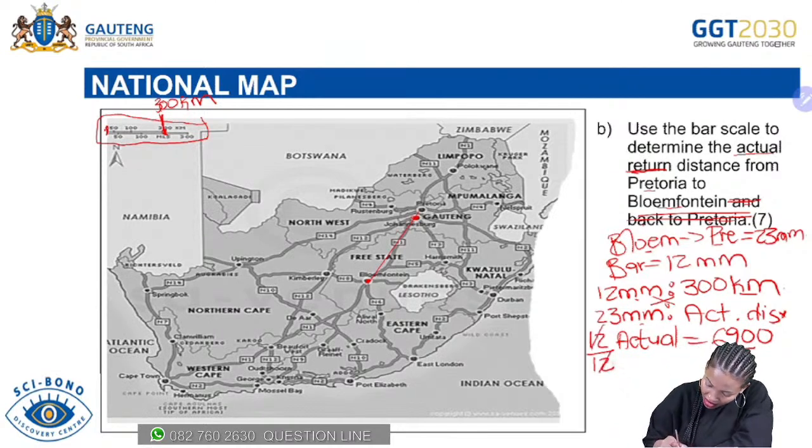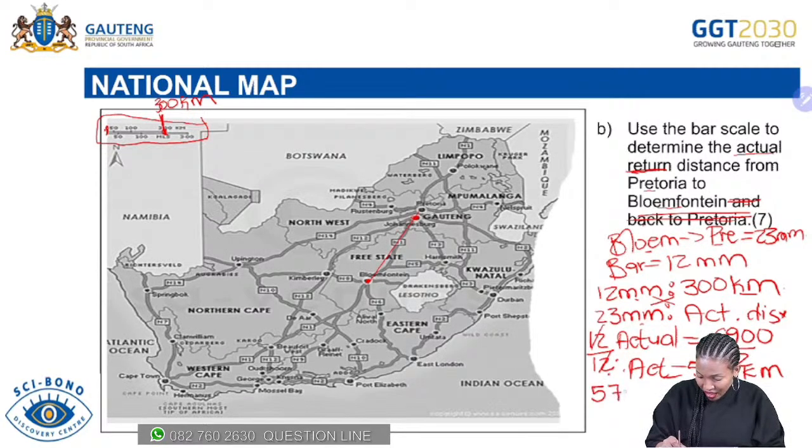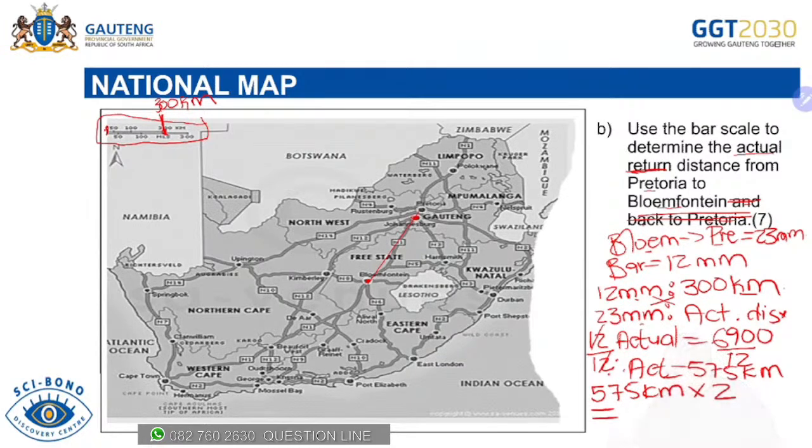So this and that, they cancel. Therefore, the actual distance is equal to 575 kilometers. But remember, this is just a single trip. They said they want a return, to go and to come back. So for a return distance, we'll say 575 kilometers, multiply that by 2. So that times by 2, the answer is 1,150 kilometers. So this is the approximate distance from Pretoria to Bloemfontein.